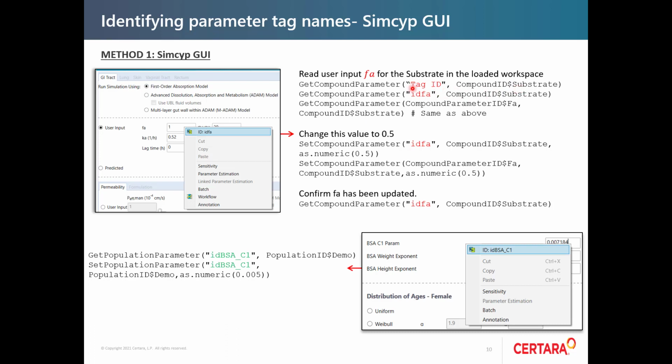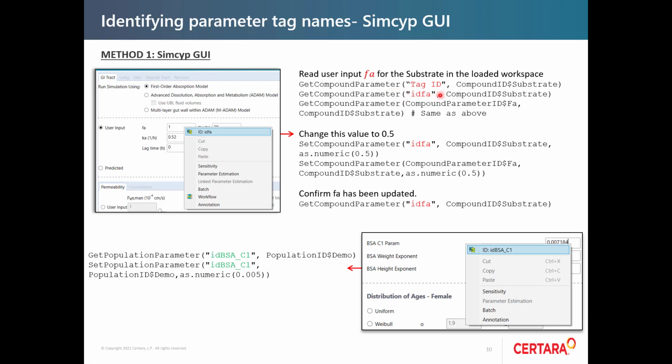So in order to know what the tag ID is, all you need to do is open up a Simcyp workspace, go into the parameter that you're interested in. So for example, in this case, it's FA. Then you right click on the input box. Within this drop down menu, you will see a tag ID listed at the top. Clicking on this ID value will copy this value to clipboard. Then you can come into R and paste this value within the function.